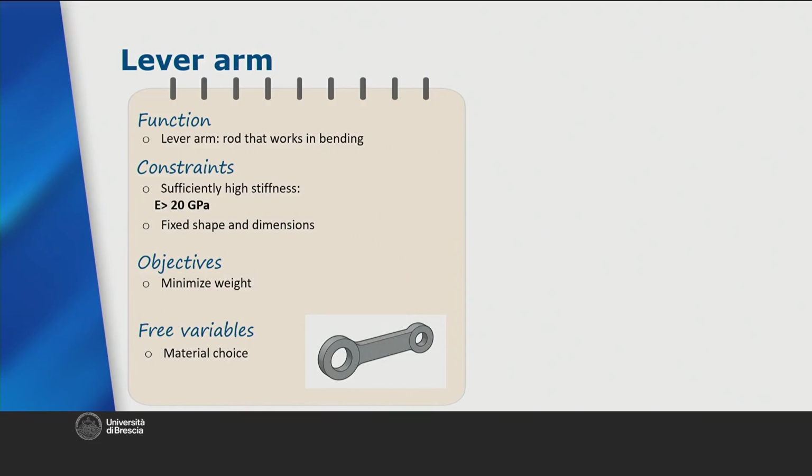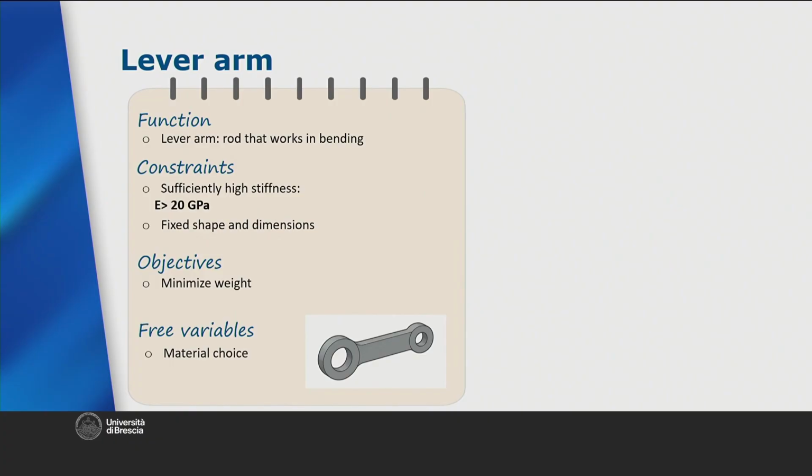Let's look at this with a couple of examples. The first will be a fairly simple example, a design case where constraints and objectives are not combined with each other. Let's imagine a lever arm. It needs to be made from a material that is sufficiently stiff, with a Young's modulus greater than 20 GPa, and its shape and dimensions are already defined by the design. The objective, in this case, is to minimize the weight.